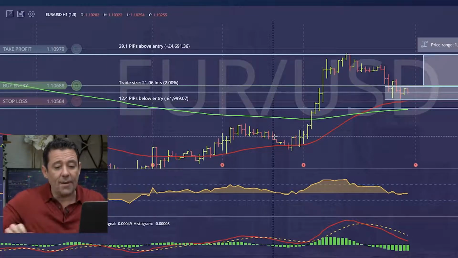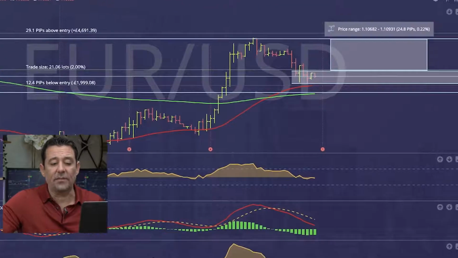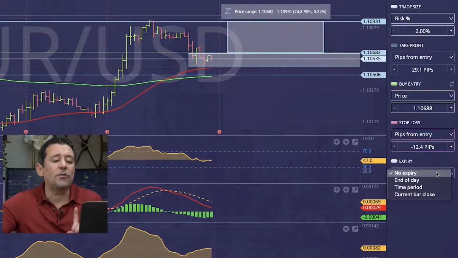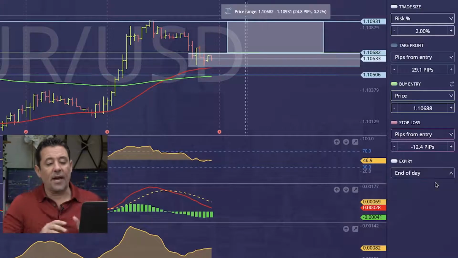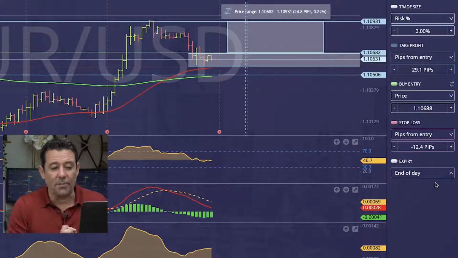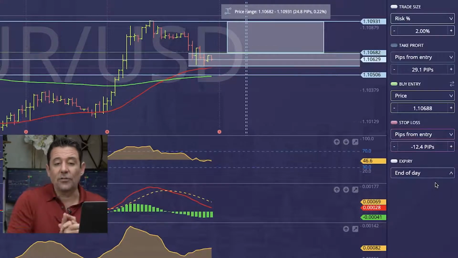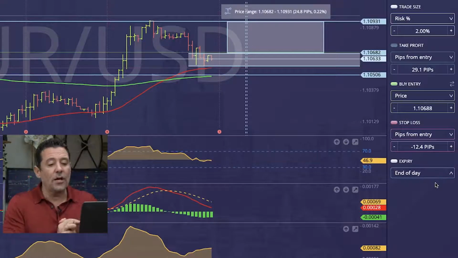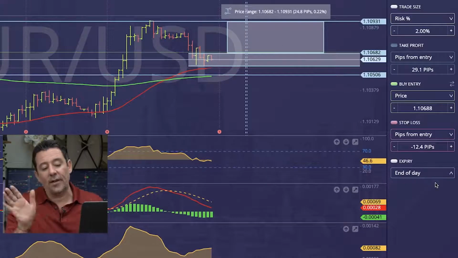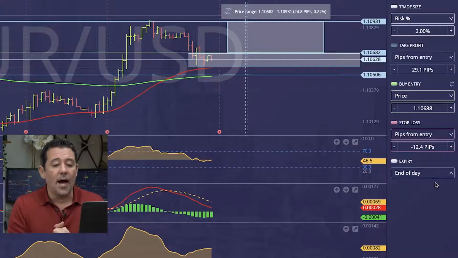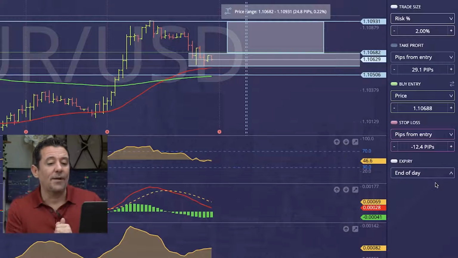It's all lined up. My expiry on this position, it says no expiry. I'm happy to run this position until the end of the day. So I'm going to click end of day. That means my position has now got an expiry until the end of the day. You'll see those dotted lines now appear on the chart, which says if it doesn't happen within this time frame of reference, then I'll remove the trade from the table. We are risking 2%. Very happy.